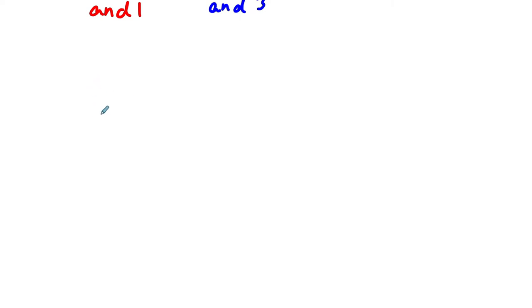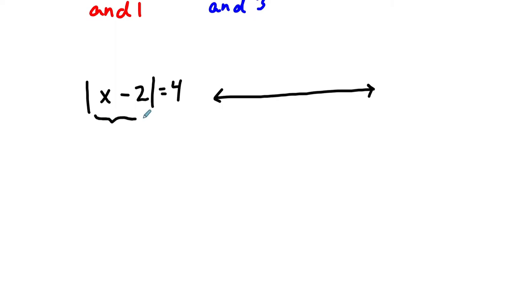All right, so let's say I'm looking at the absolute value of x minus 2. Well, what does that look like on a number line? Well, this is saying I'm picking any number x, and I'm looking at its distance from 2. Let's say the distance from 2 is equal to, I don't know, 4. So this says the distance between x and 2 is 4. That's what this equality is saying. So here's 2.